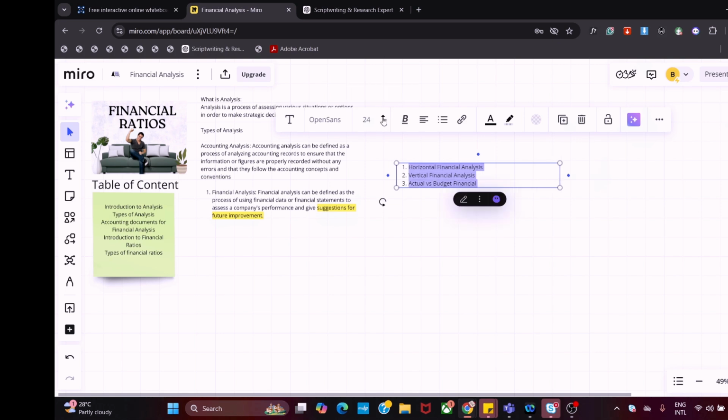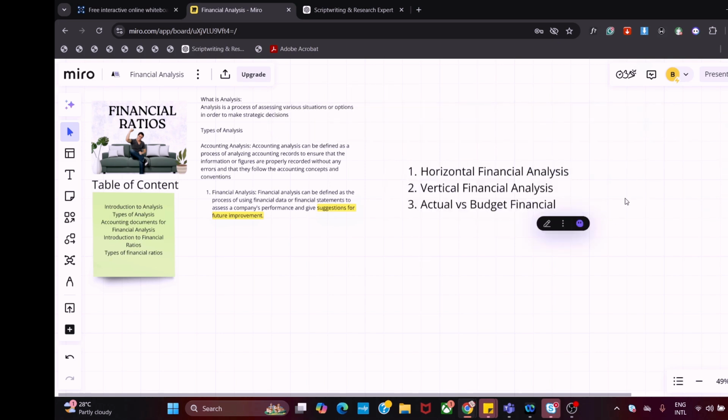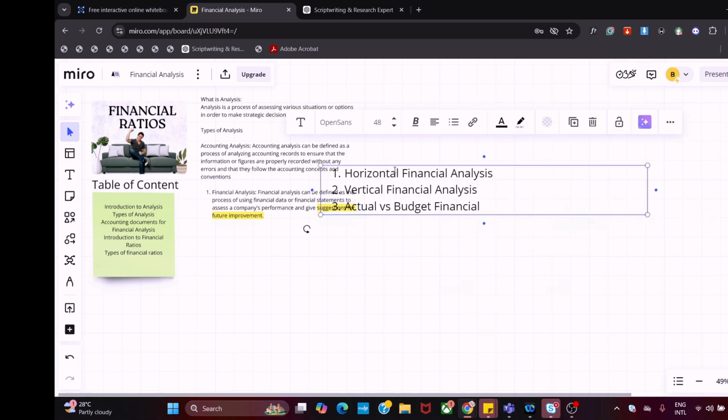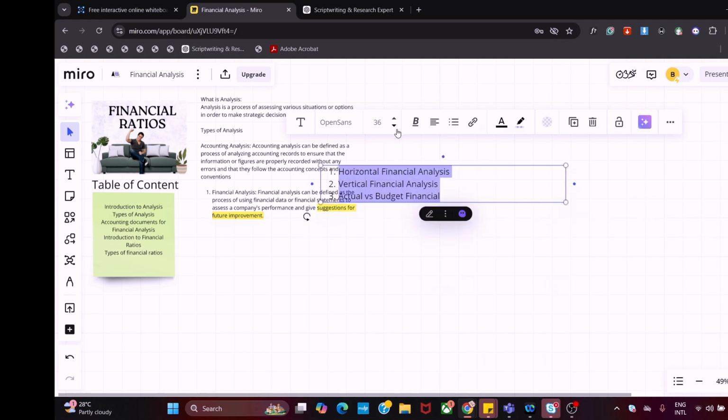Let me go ahead and increase this for better view. Okay, I'll decrease it later. Just reduce it a bit again.